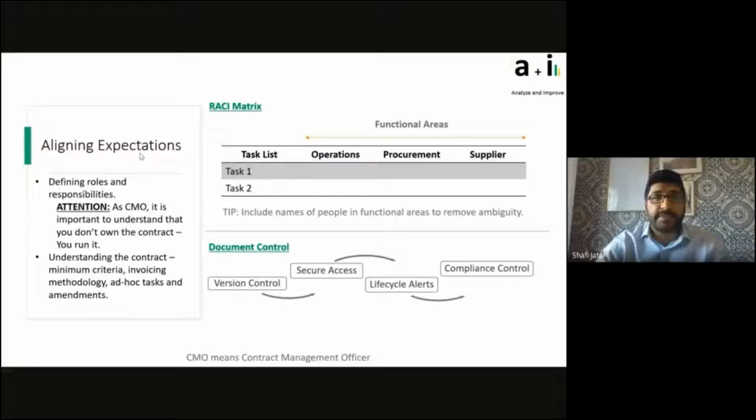Also understanding the contract in terms of aligning expectations, minimum criteria, invoicing methodology, ad hoc tasks, and amendments. That's also part of this. It carries on from understanding your contract. Document control is important to establish: who maintains this key piece, who maintains the versions, who's going to update the documents, who's going to update the charts, what kind of documentation is required, who has access to it, and how do you secure that access.